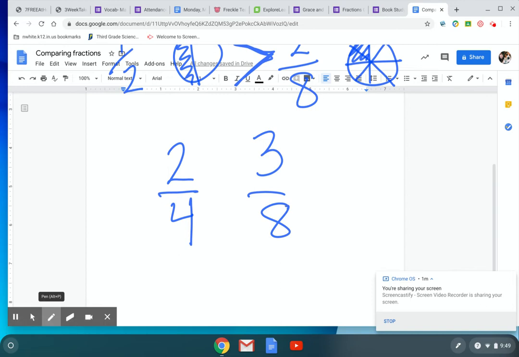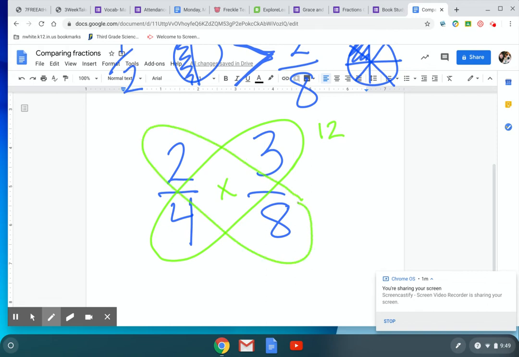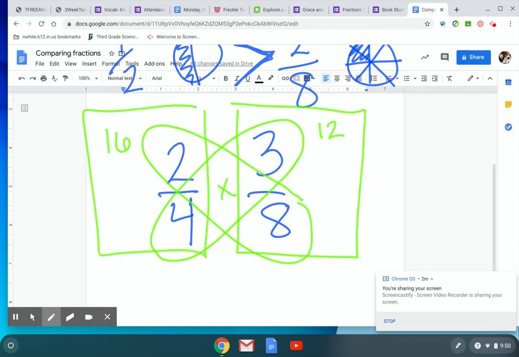Now, I'm going to show you a method called the butterfly method. Now, what you do is you draw a circle. You're going to circle these two numbers that are diagonal from each other, and we're going to multiply them, okay? 4 times 3 is 12. Okay, now I'm going to do the same thing with the other two numbers. 8 times 2 is 16. Now, which fraction, so this side is 12, and this side comes to 16. Whichever side has the bigger number means that that is the bigger fraction. So 2/4 is bigger than 3/8.